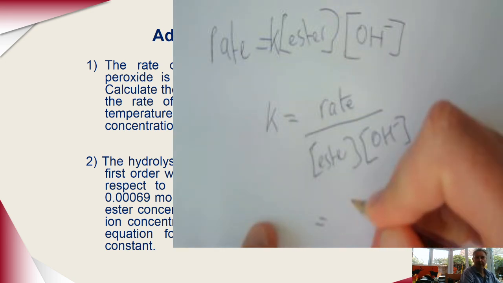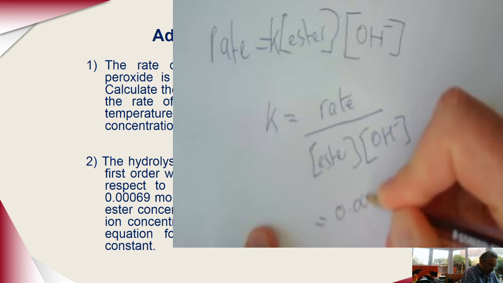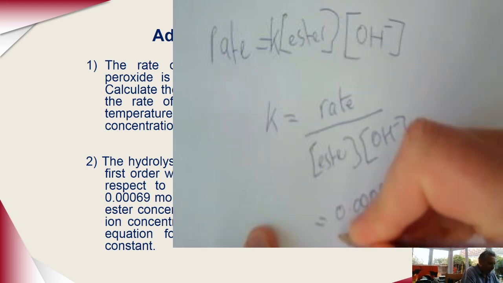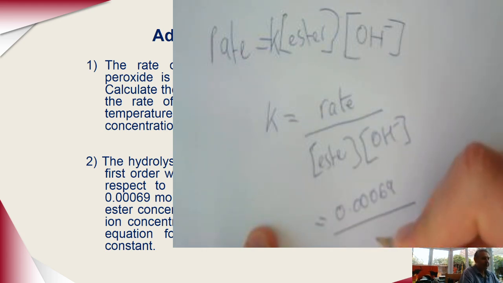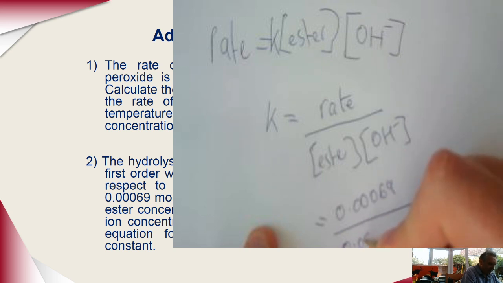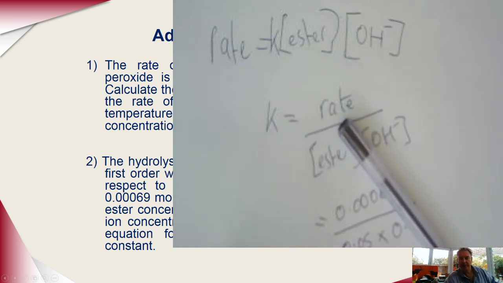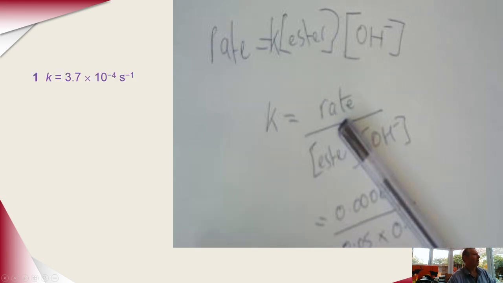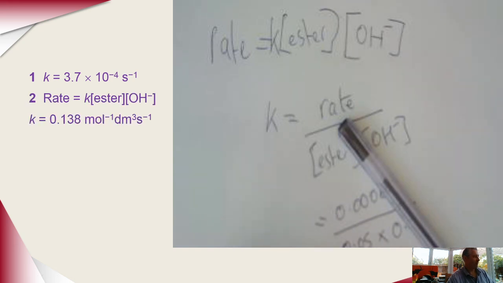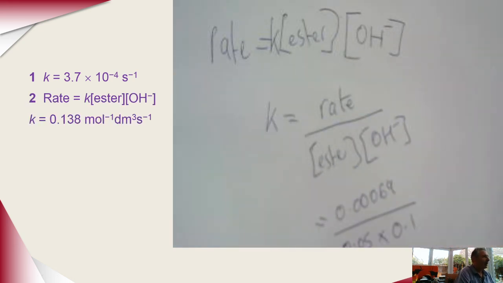Now I can fill in my values. The rate of reaction is 0.00069. The concentration of the ester is 0.05, times the concentration of the hydroxide, which is 0.1. Then I can work it out. Well, I'm not going to bother, I'm going to simply put the answer up. So it's 0.138.